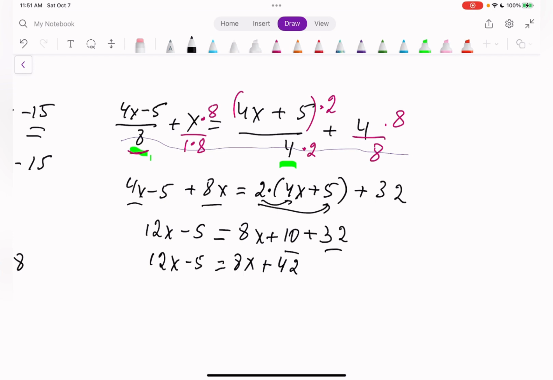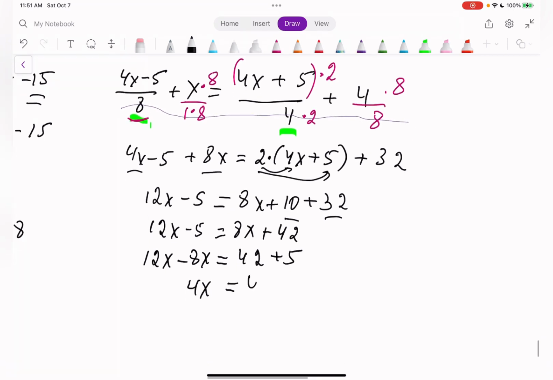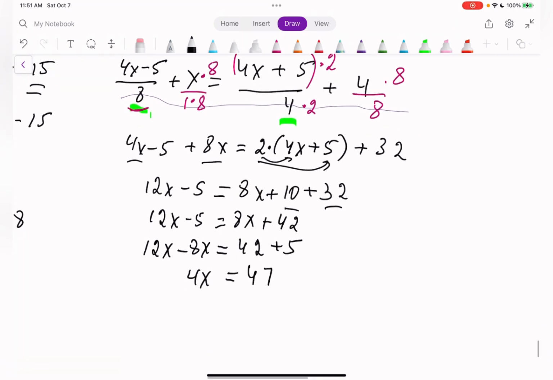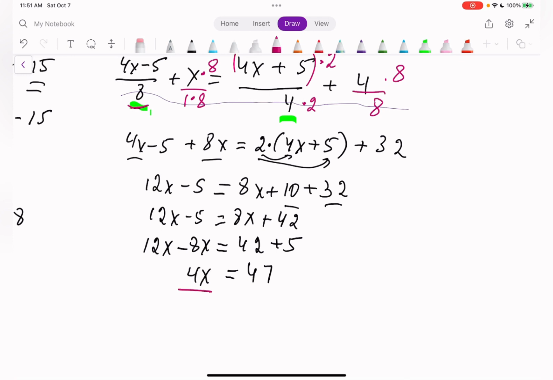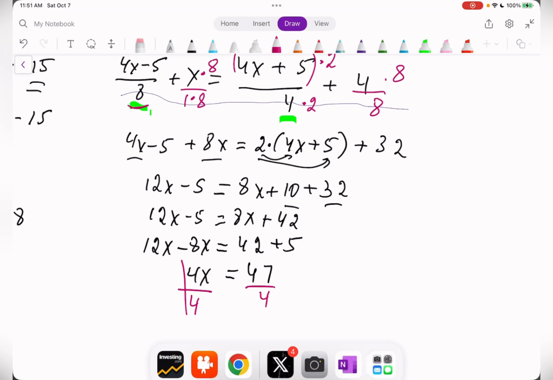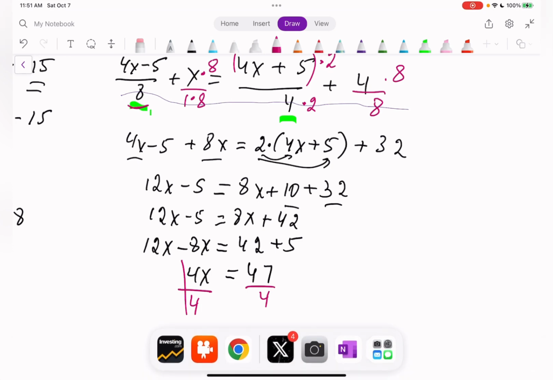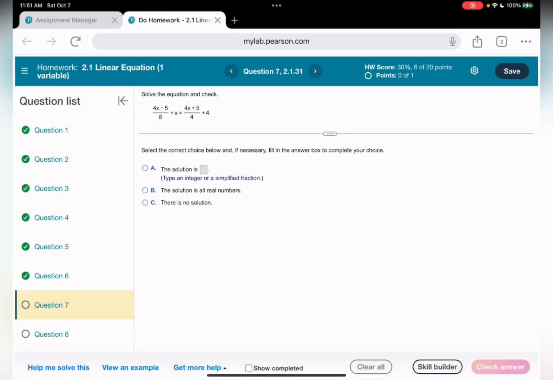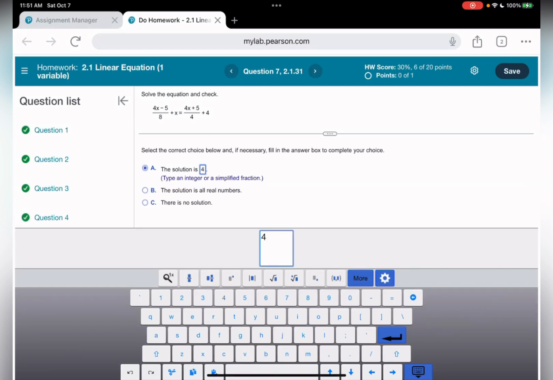Okay, let's collect all x's on one side, and the numbers on the other side. 12x minus 8x equals 42 plus 5, because I moved it to the other side. And I'm getting 4x equals 47. So x is going to be equal, dividing by 4, 47 over 4. I can't simplify or do anything more. Let's see, 47 divided by 4.